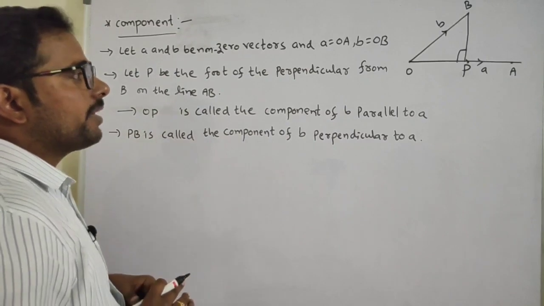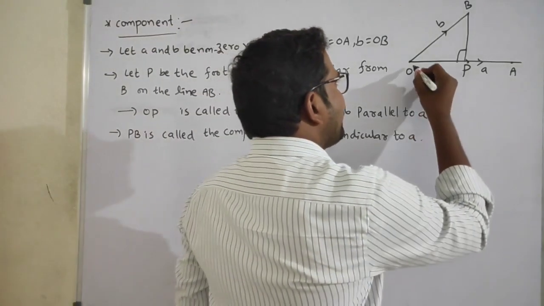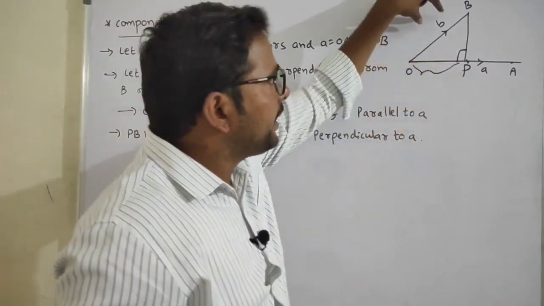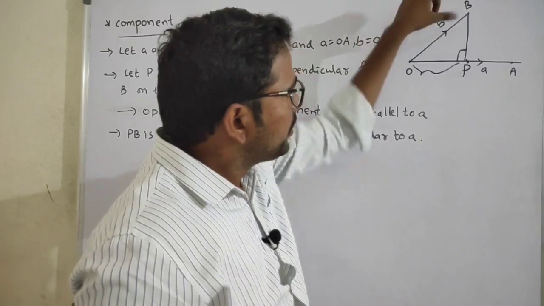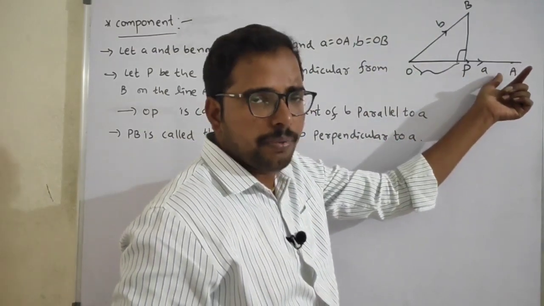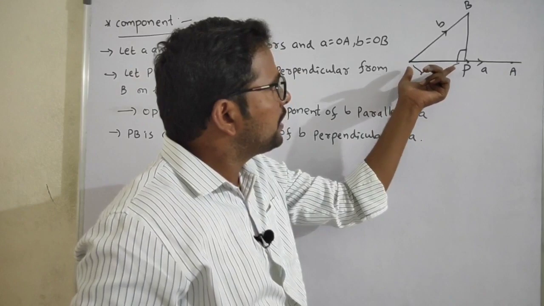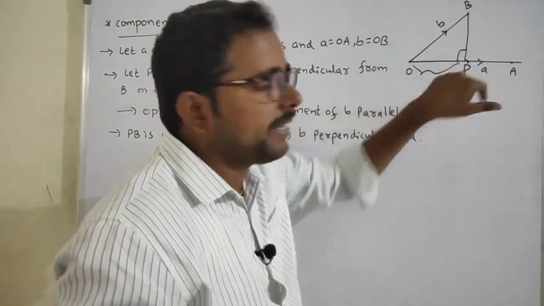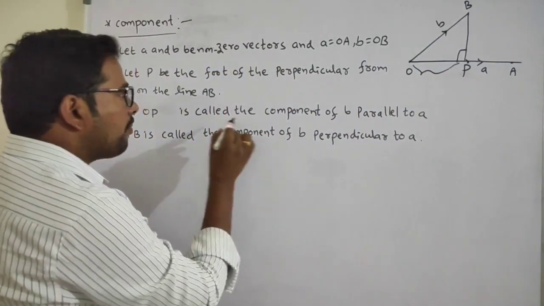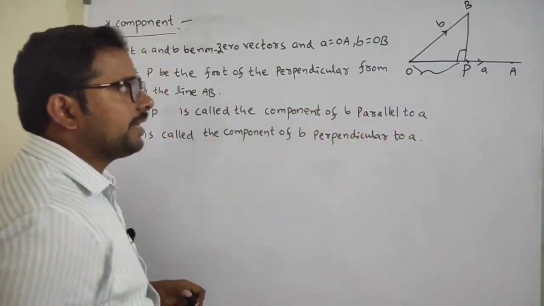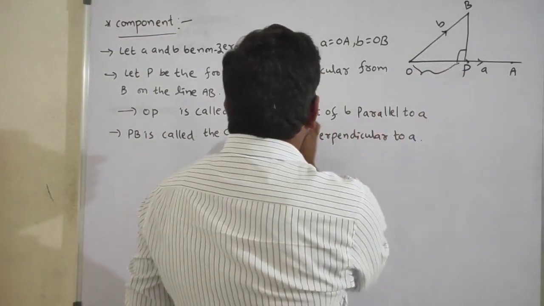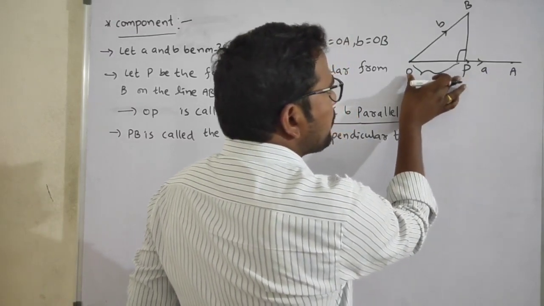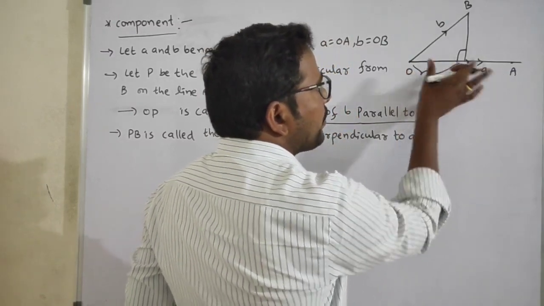OP is called the component of B parallel to A. We call this OP the component of B. OP is parallel to A, therefore this is the component of B parallel to A.